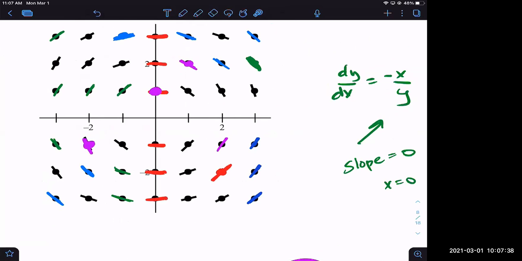Now, it's tempting to do what Sean said. It looks like a circle, right? It kind of looks like a circle. A circle is not a function. It fails the vertical line test. So we want to sketch it so that it still is a function. So we can only graph the top half of this circle.